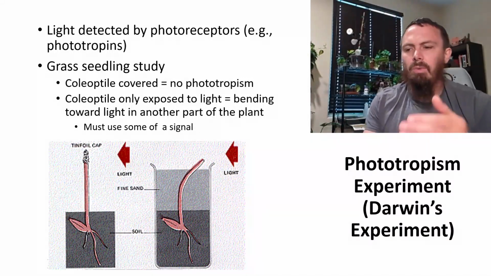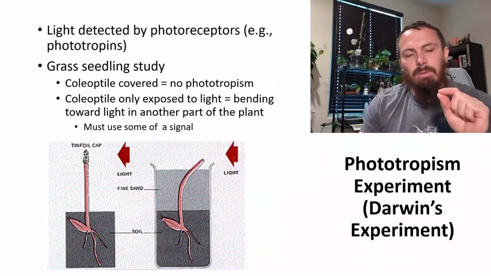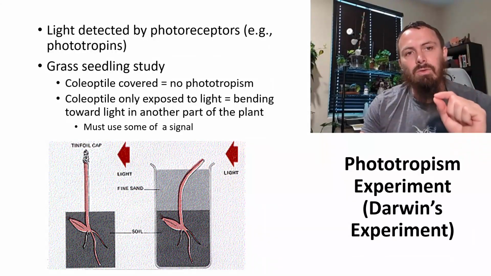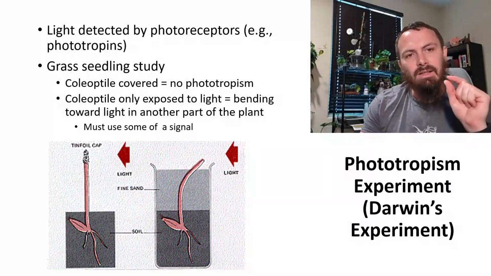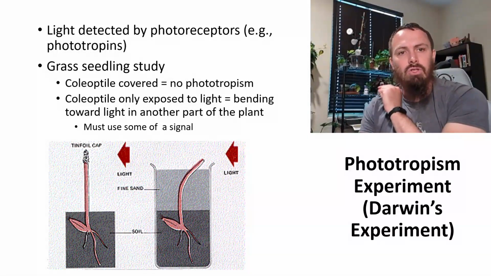Okay, so from here we know that the seedling exhibits positive phototropism and that it's something about the tip of the shoot that is sensitive to the light source. And that the tip of that shoot can then somehow send a signal to some other part of the body to change its behavior.